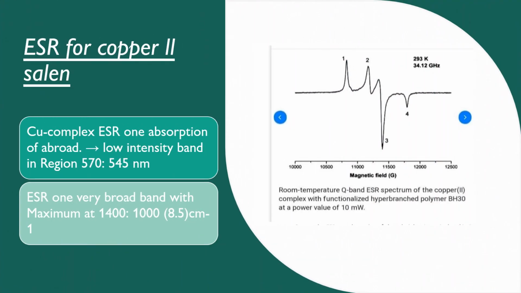Here is the ESR for copper Salen. What is the meaning of ESR? ESR is short for electron spin resonance, or electron paramagnetic resonance. Electron paramagnetic resonance is used to study the magnetic property of a material. As we know, an unpaired electron means that this complex or material is paramagnetic. And from this chart, we know that our complex is paramagnetic.